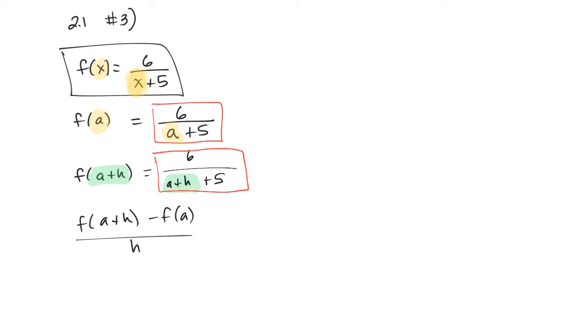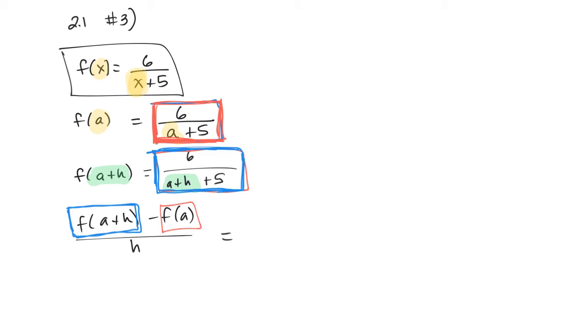Okay, now in part C, we have a bunch of stuff going on. We're going to take this process, which we did here. We're going to take that fraction and, oh, hang on. That was this one. Okay, so we're going to take the f of a plus h, the whole 6 over a plus h plus 5. That's going to go right here. And then we're going to take f of a, which is 6 over a plus 5. And so it's just going to be this big fraction.